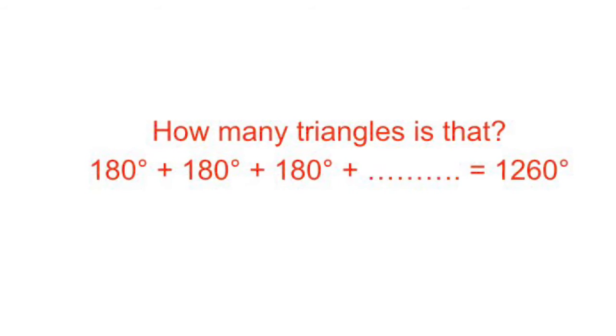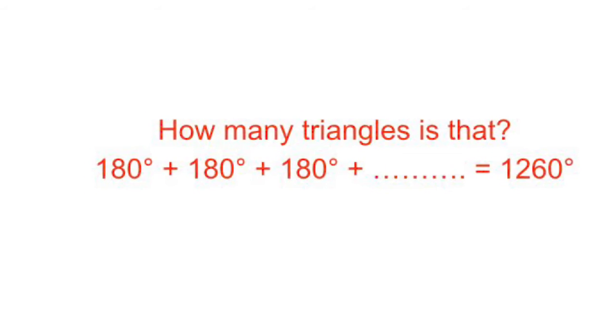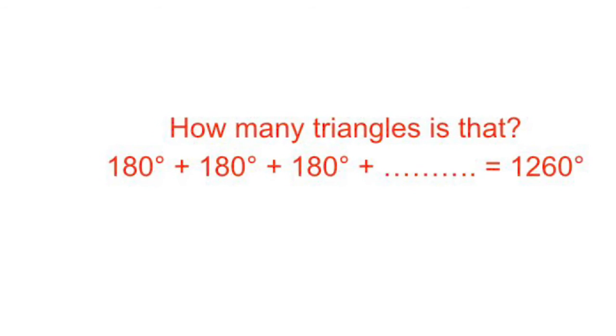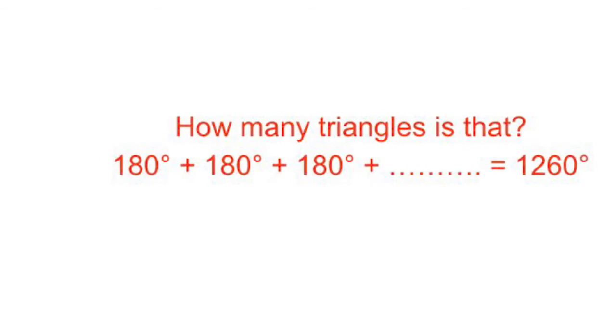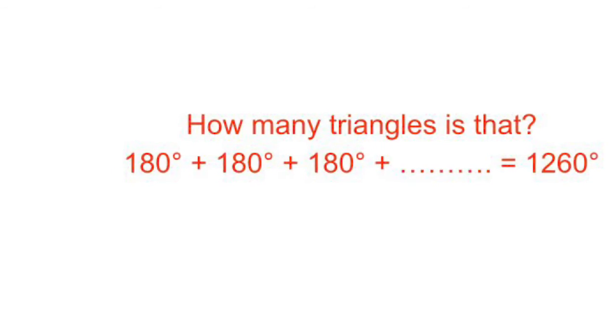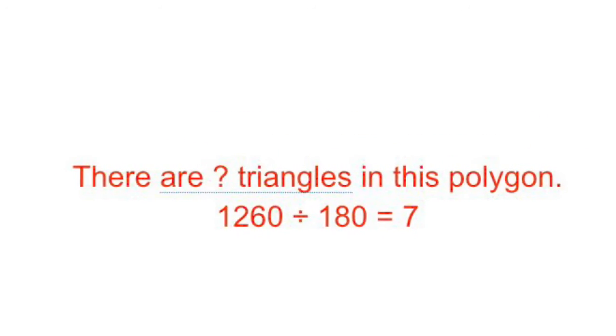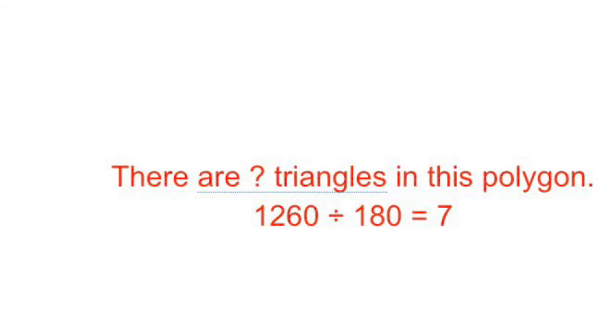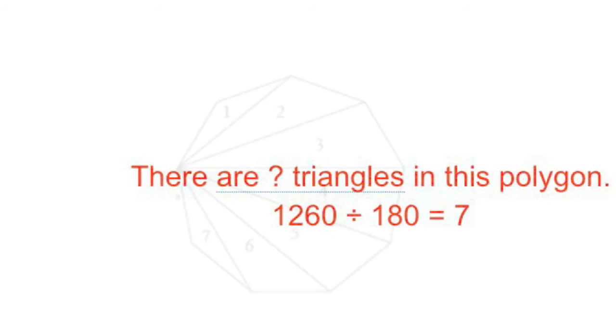But that's not the most efficient way. The better option would be to figure out how many 180s fit inside 1,260. The best way to do that is to divide. So if I divide 1,260 by 180, I get 7 triangles.